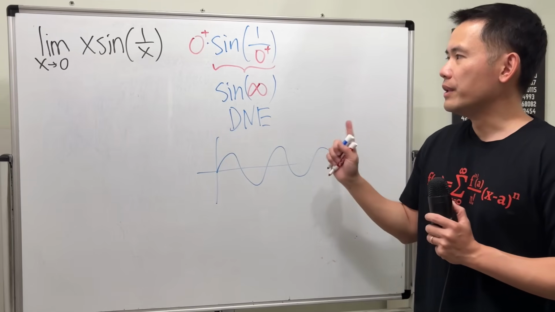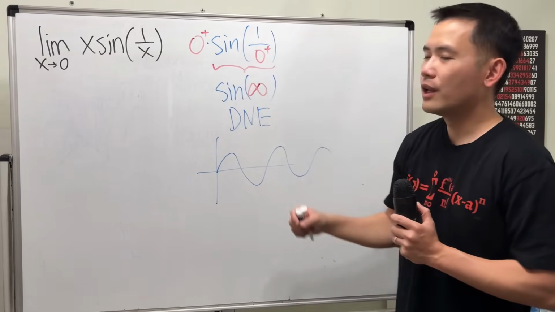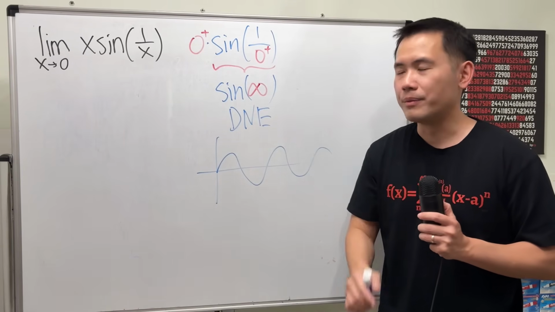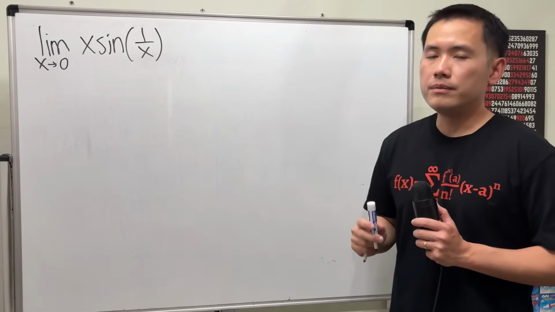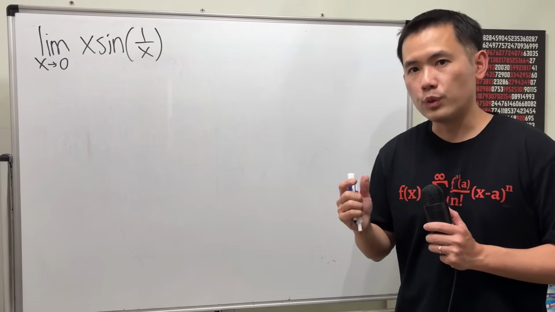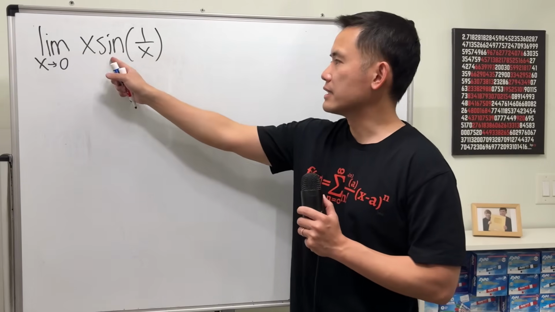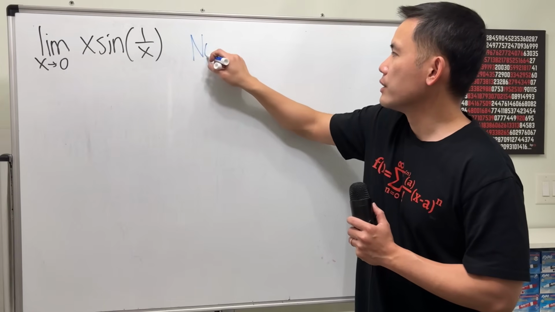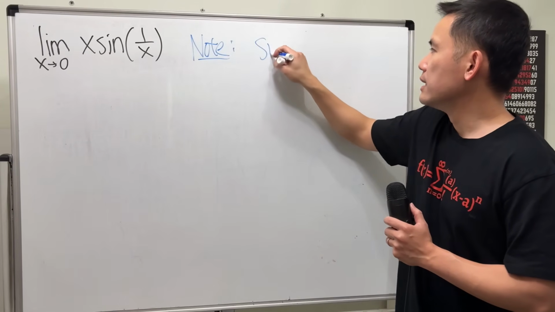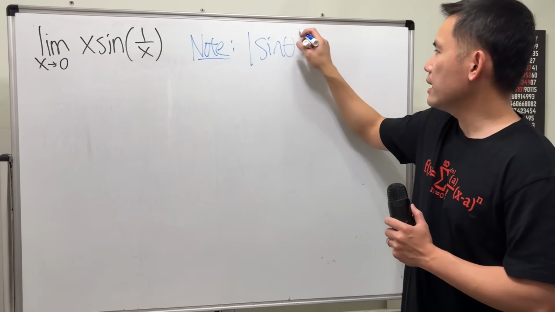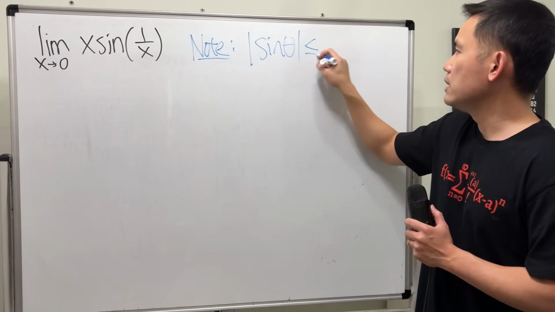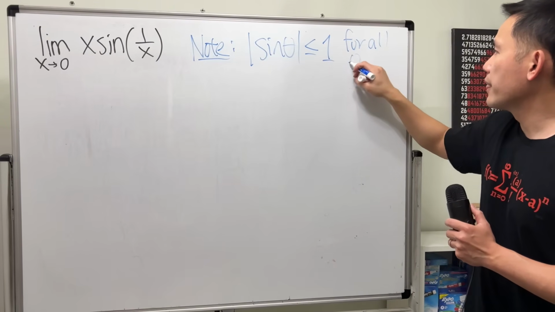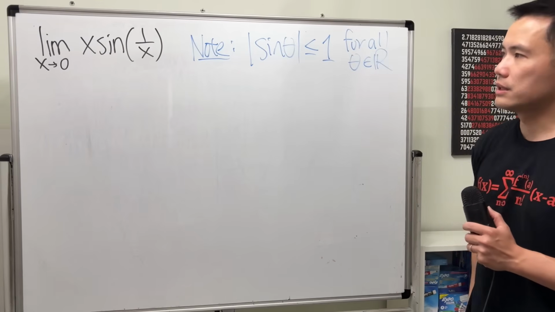Here's the deal. When this kind of thing happens, if you see 0 times something, we're actually going to set up some bounds. And that's the idea of using the squeeze theorem. So let's have a look. The idea of using the squeeze theorem is that we will be working with some inequalities. And the key is the sine function. It's in between -1 and +1. So here's the note. I can write sine theta, and if we apply an absolute value, we know that will always be less than or equal to 1. And this is true for all theta in the real numbers.